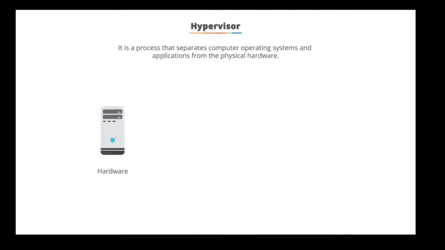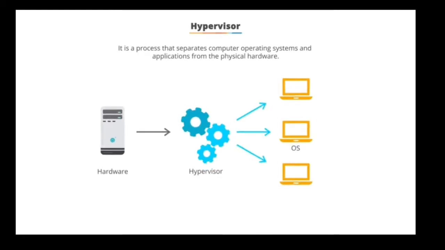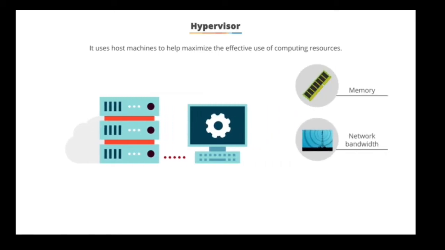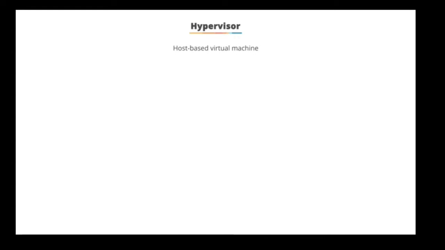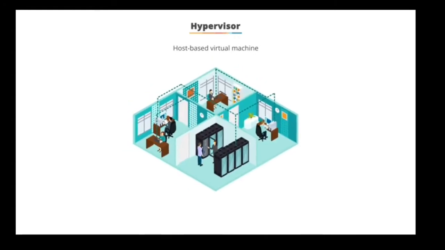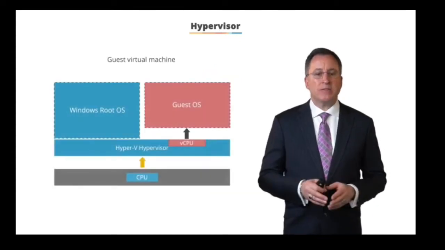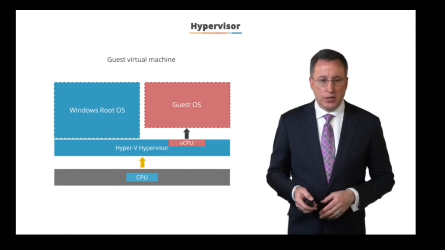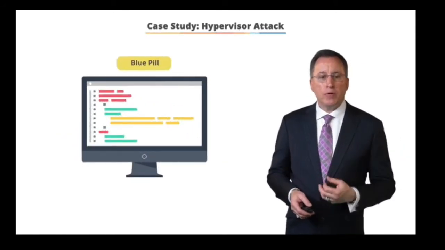A hypervisor is a process that separates a computer's operating system and applications from the underlying physical hardware. The hypervisor drives the concept of virtualization by allowing the physical host machine to operate multiple virtual machines as guests to help maximize the effective use of computing resources such as memory, network bandwidth, and CPU cycles. A host-based virtual machine is an instance of a desktop operating system that runs on a centralized server. A guest virtual machine, or guest VM, refers to a virtual machine that is installed, executed, and hosted on the local physical machine.